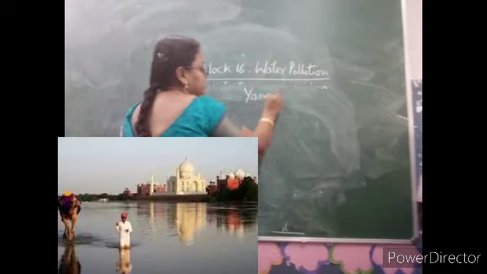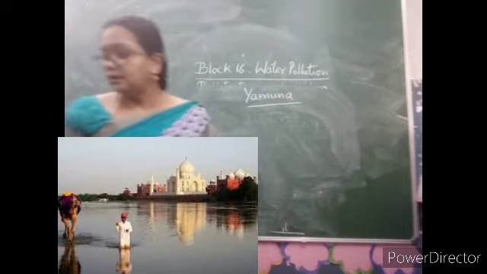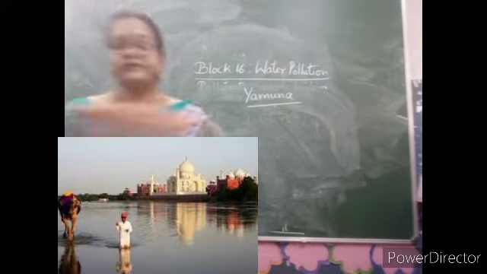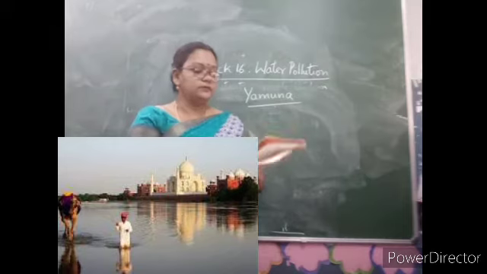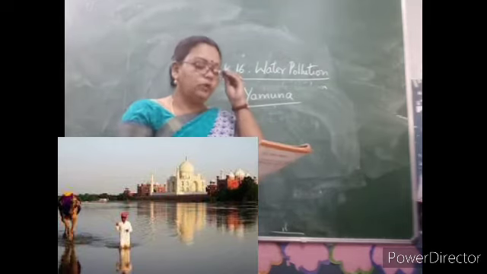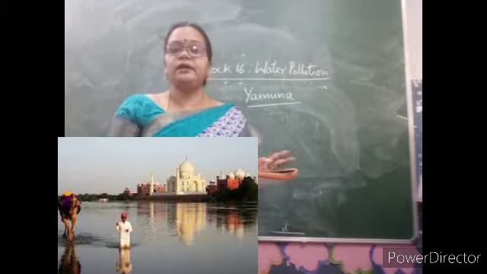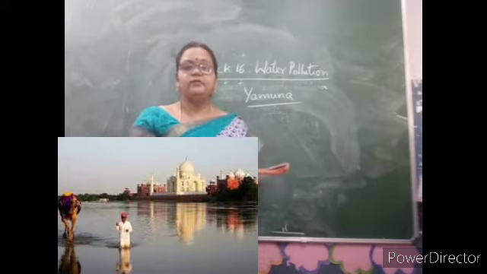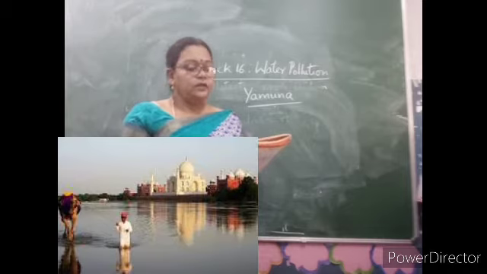Here is a small story-like thing about the Yamuna river in your workbook. Let us take page number 41, children. You can see the dirty Yamuna. My Yamuna itself is talking to us. I'll read it so that you will understand, and then we can learn how the river is getting dirty.